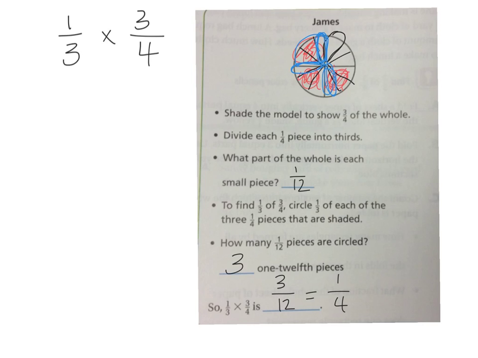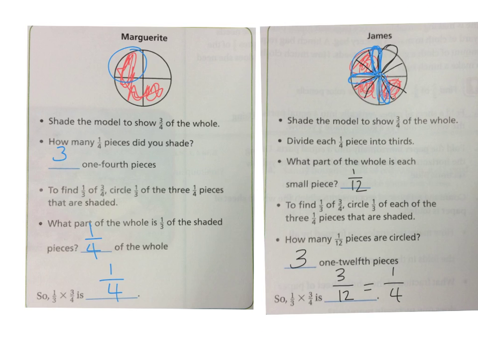Okay. So looking at James and Marguerite's examples, you can see two different ways to model the same math problem. Right now I want you to talk to your table group. What's the same and what's different about Marguerite and James's ways? They both arrived at the same answer. Okay, so Marguerite and James both arrived at the same answer despite doing different modeling ways. However, James arrived at 3/12, which has to be simplified. Why did James arrive at 3/12, which had to be simplified, before he got to the same answer of 1/4?